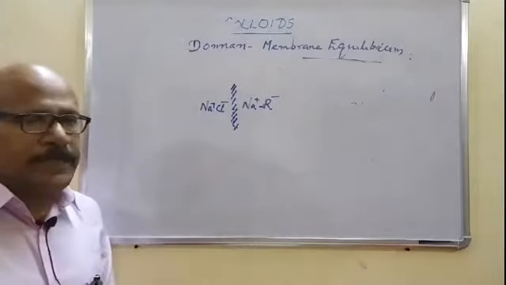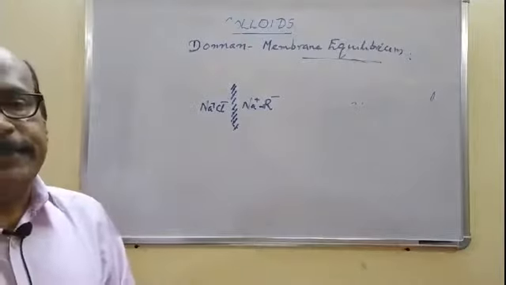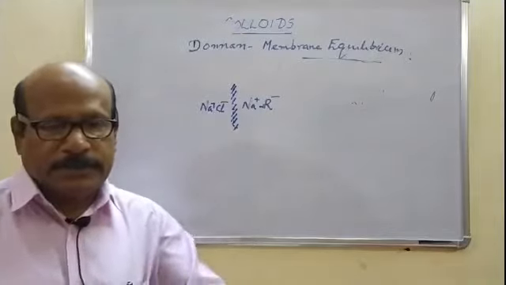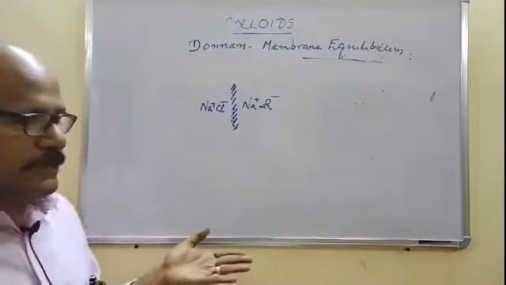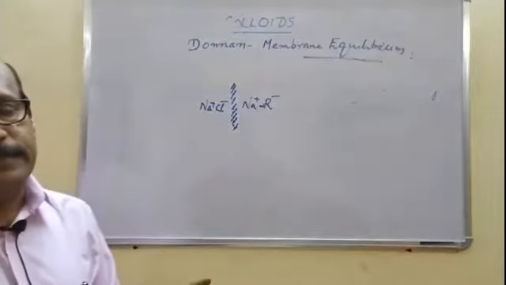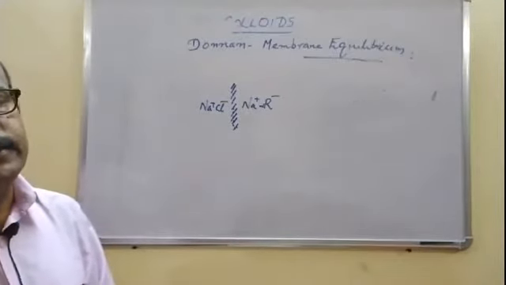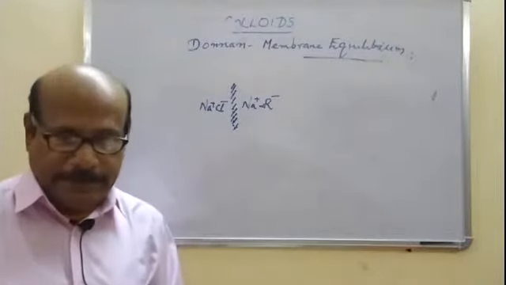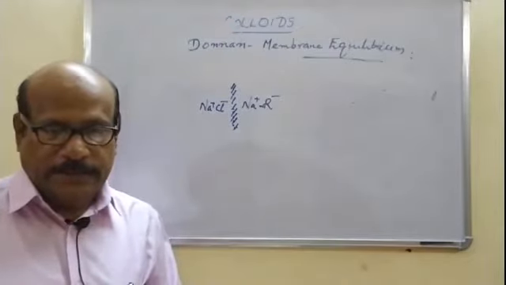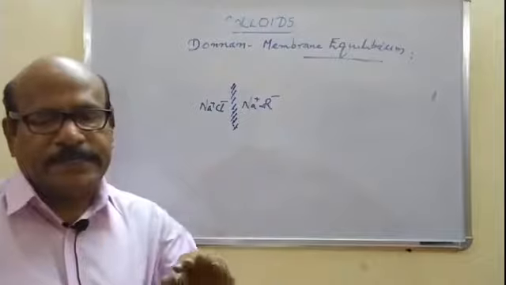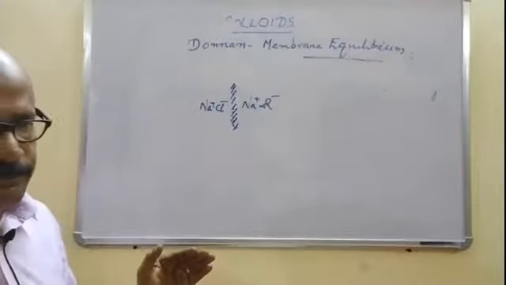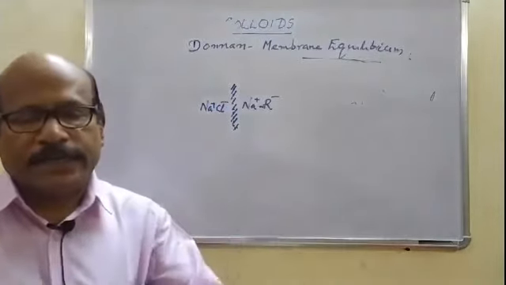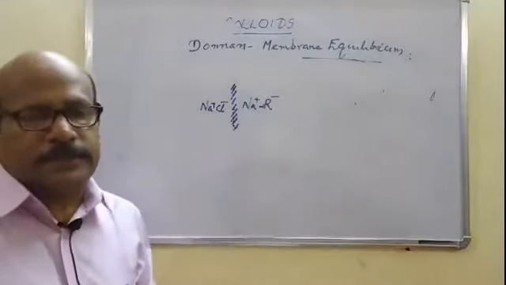What is a Donnan membrane equilibrium? A Donnan membrane equilibrium is a special kind of equilibrium that develops at the two sides of the dialyzing membrane due to the unequal distribution of the diffusible ion on both sides of the membrane, when the membrane separates a salt containing a diffusible ion on one side and a salt containing a non-diffusible ion on the other side.